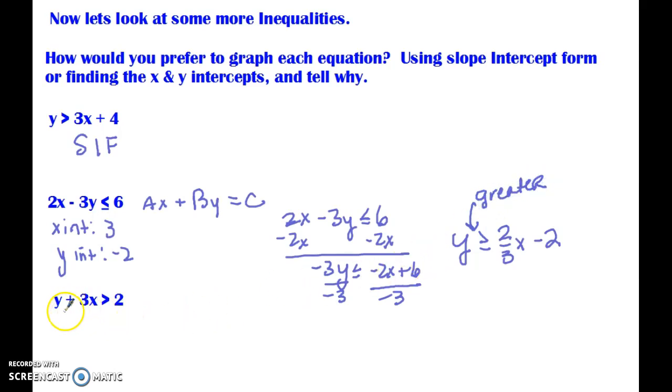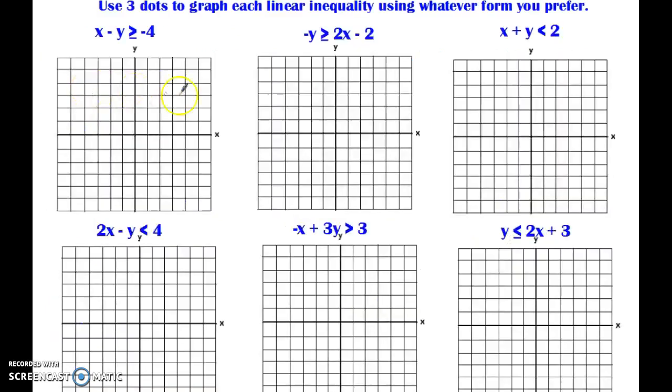Okay, so here we have y plus 3x is greater than 2. So get y alone. We could use standard form. If there's time, I'll show you at the end. I doubt there'll be time left because of all that we have to do. All right, so we get y is greater than negative 3x plus 2. Okay, and we will shade in the greater region.